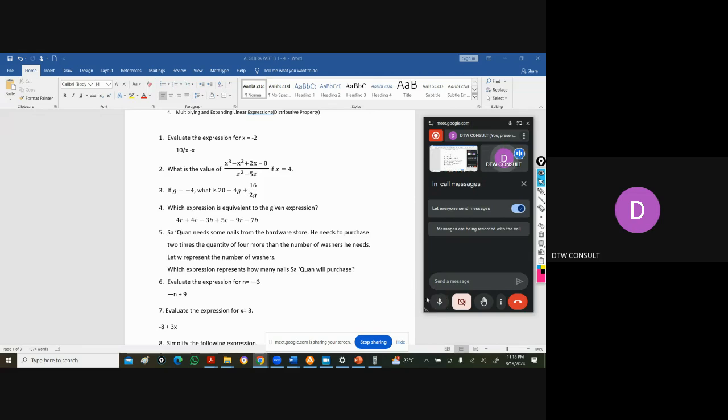What was your answer, Srika? Let me see your answer. 10 divided by what? Negative 2 minus negative 2. What is that? Negative 2 plus 2 is zero. What is 10 divided by 0? Zero? 10 divided by 0 is 0? No. What is 10 divided by 0?